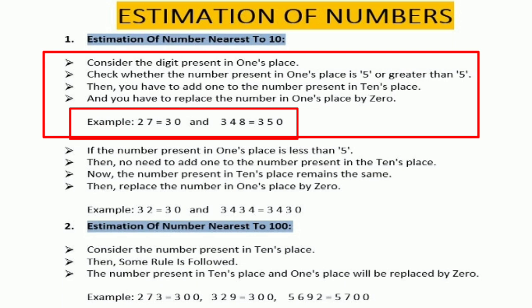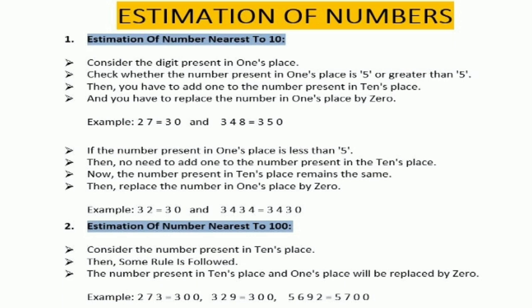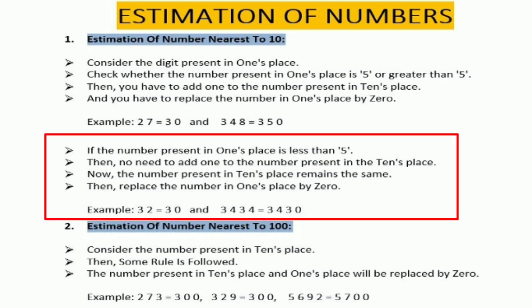Then we are moving to another part, that is if the number present in ones place is less than 5, then no need to add 1 to the number present in tens place. Now the number present in tens place remains same. Then replace the number in ones place by 0.